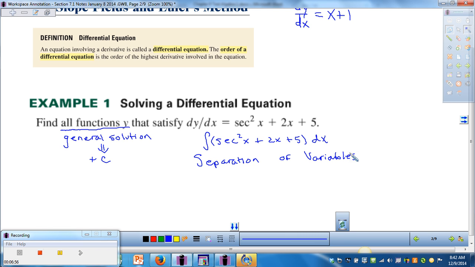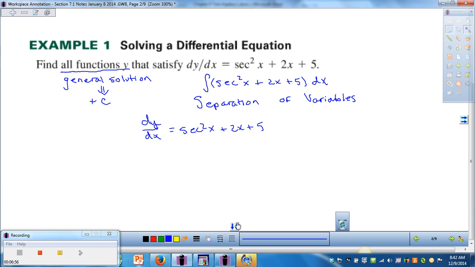And basically what that means is we get our x's and dx's on one side, our y's and dy's on the other side. So if I have dy dx equals secant squared x plus 2x plus 5, and I want to get my x's and dx's on one side, y's and dy's on the other, what do I multiply by? dx. So I'm going to get dy equals secant squared x plus 2x plus 5 dx.